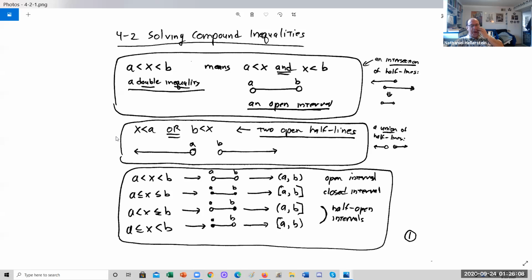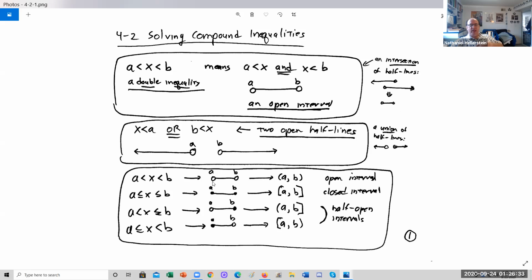Now, there's also a union of half lines, X less than A or B less than X. Everything to the left of A, along with everything to the right of B, it's this union of half lines. I've never heard a good name for it. I sometimes call it a punctured line, whatever. We'll see a few of these. Mostly we'll be doing these double inequalities because they give you intervals.